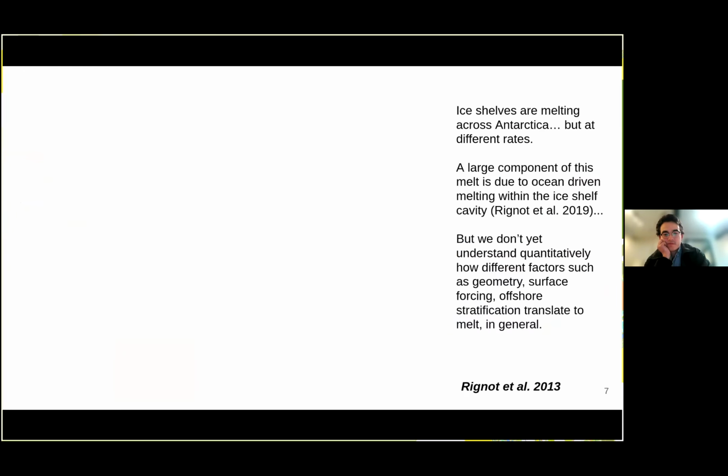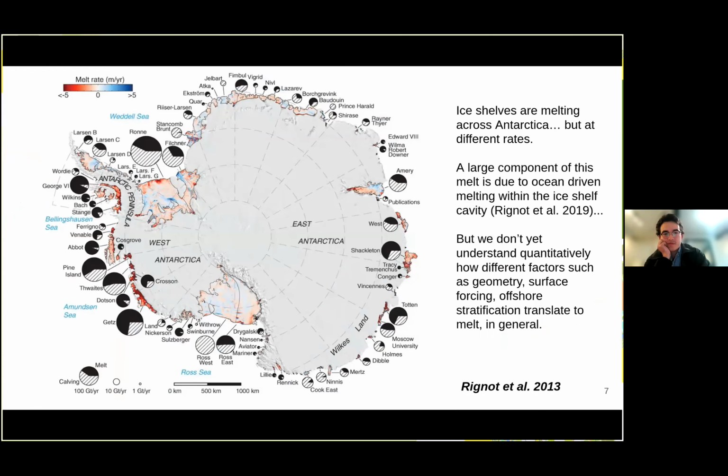All the work today is going to be focused on Antarctica. This is no news to people on this call, but ice shelves across Antarctica are melting at really different rates. And we know that a large component of the melt is due to ocean-driven melting within the cavity. So hot water, or just seawater in general, getting underneath ice shelf cavities, making contact with the ice and driving melt. But what we don't yet have is a quantitative understanding of how different factors like geometry, surface forcing, and offshore stratification all translate to melt in cavities of any geometry.